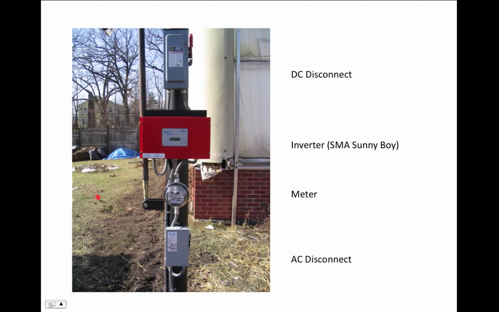The reason there's a DC disconnect is that you can't shut the solar panel off in the daytime. So if you want to work on this and don't want to worry about getting shocked, because these voltages are quite high, 300 volts, you disconnect it here and you're safe on that side, and you disconnect it here from the power company and you're safe on that side, and you can work on this device without being worried about getting shocked.